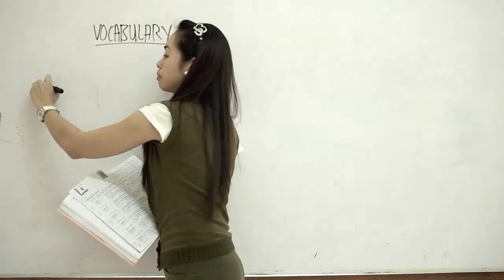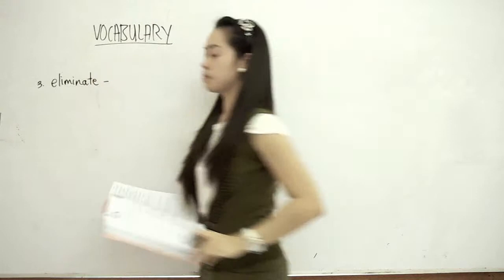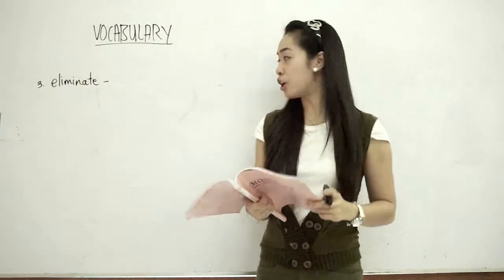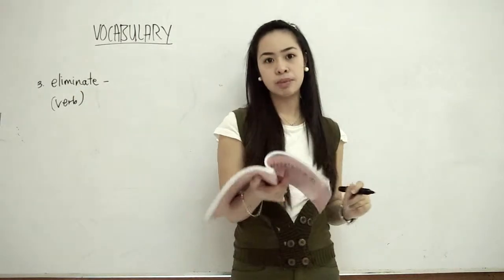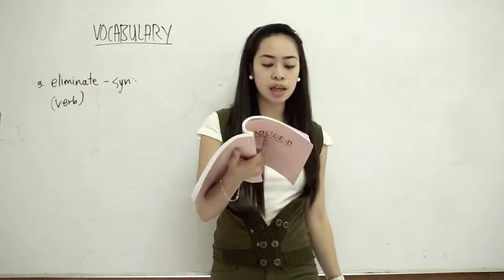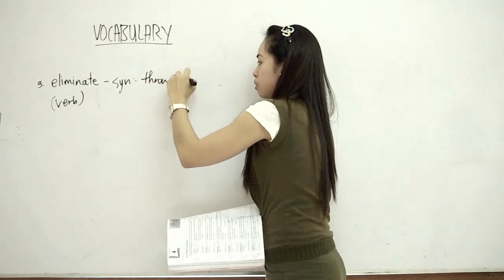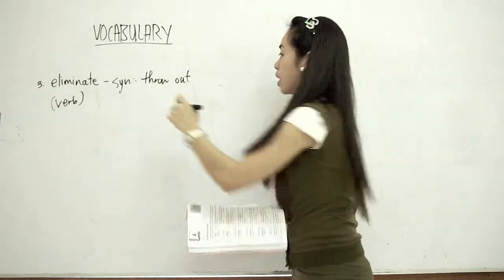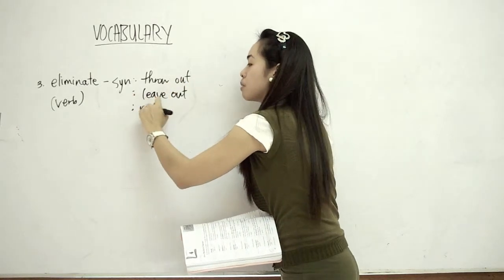We have here eliminate. Okay, so let's pronounce again, eliminate. So eliminate here acts as a verb. Okay, what do we mean by the word eliminate? So let's focus on the synonym. Okay, so when we say eliminate, we mean to say that we're trying to throw out something. We're trying to leave out something. Or by simply remove.